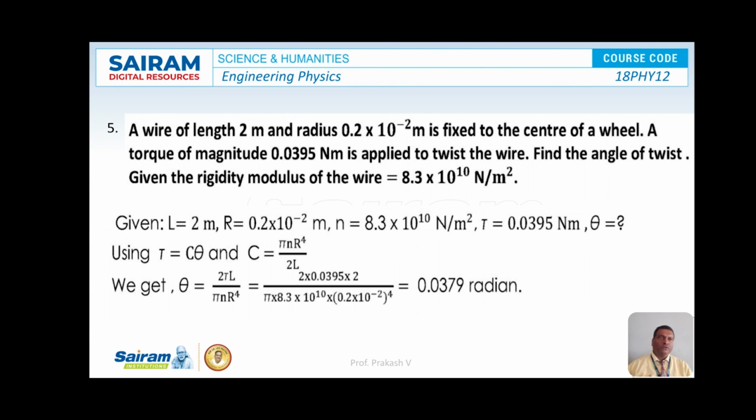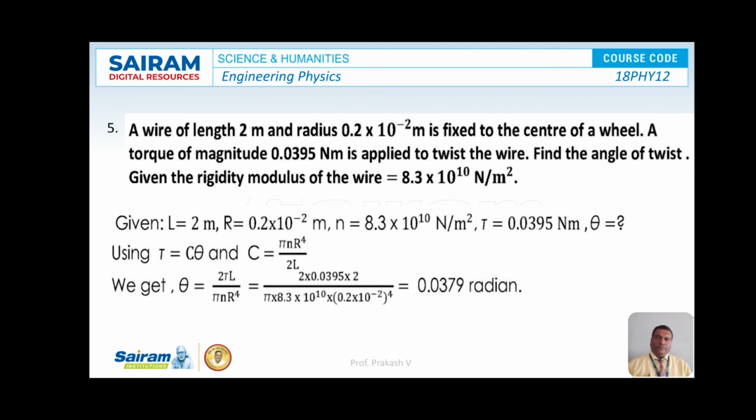So here we have to find out the angle of twist theta. So as according to the problem given, the value of L is 2 meter, r is equal to 0.2 into 10 to the power of minus 2 meter, and n, that is the rigidity modulus, is 8.3 into 10 to the power of 10 Newton per meter square, and T, that is the torque, is found to be 0.0395 Newton meter. So we have to calculate what is the value of twisting angle, that is angle of twist theta.